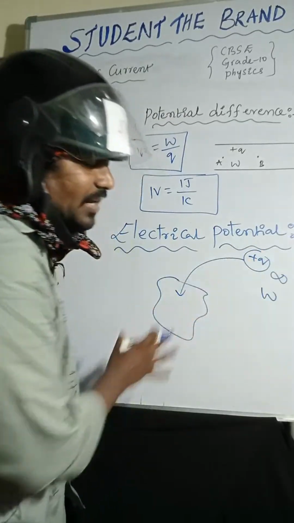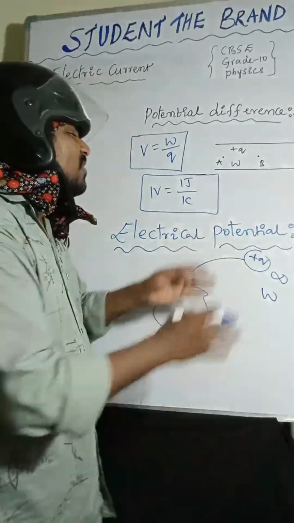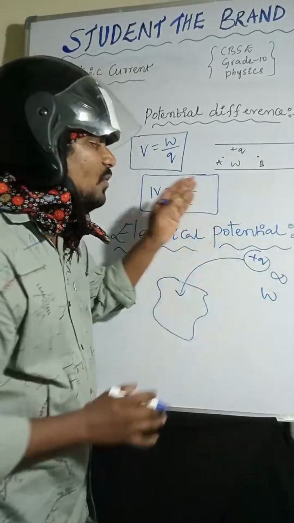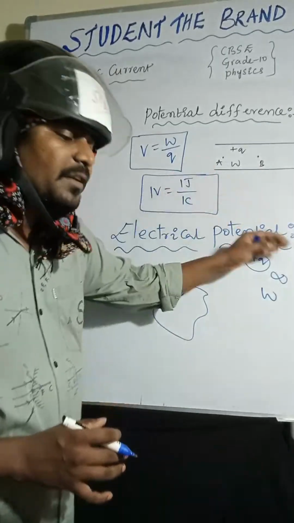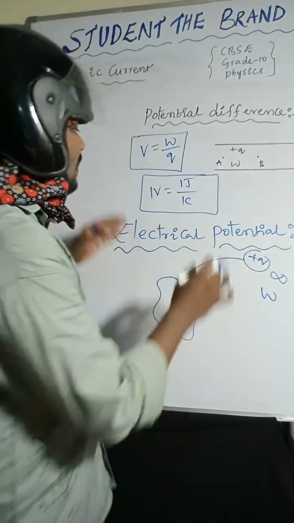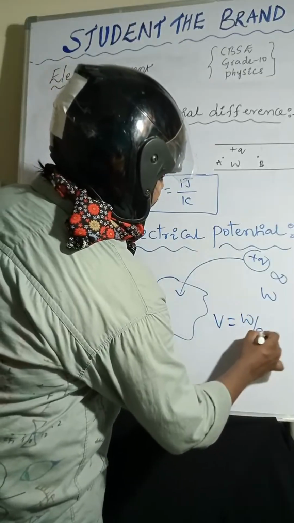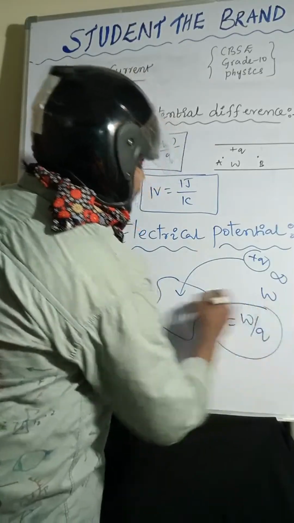So this is the required field. This is the point we need. So we need the positive charge. That's why we are doing some work to bring unit positive charge from infinity to the required field. From infinity to the required field is called electrical potential. V equals W by Q.